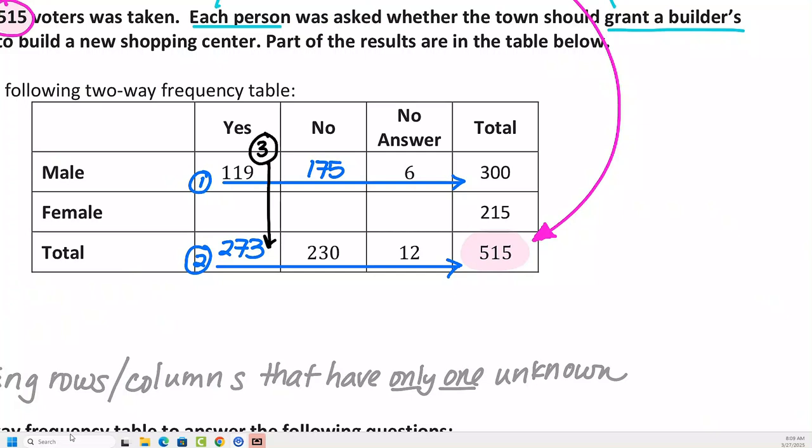So this is going to be my equation number 3. And notice that here, it's going to be 119 plus this unknown here, I'll call it A, has to be equal to the 273. So 119 plus A has to be equal to 273. So if I subtract the 119 from both sides, I get 154.